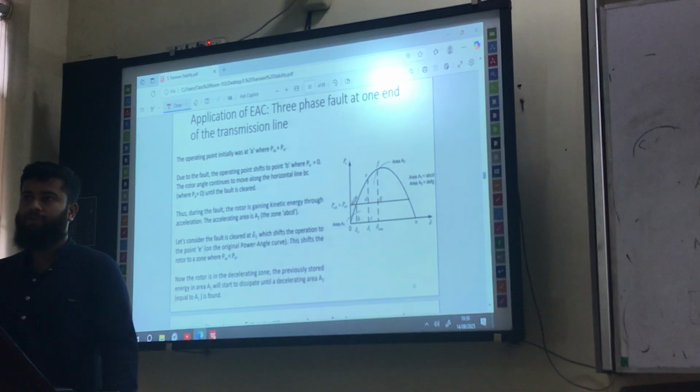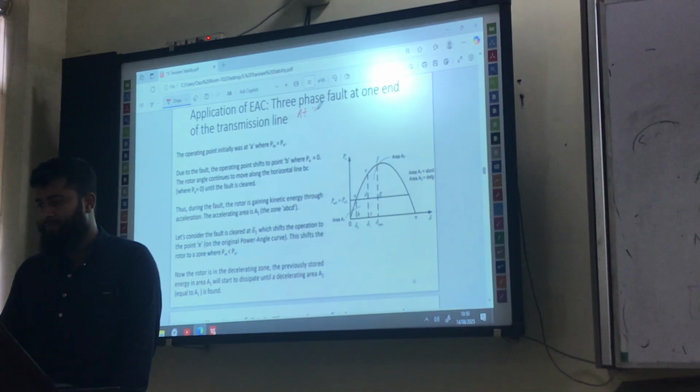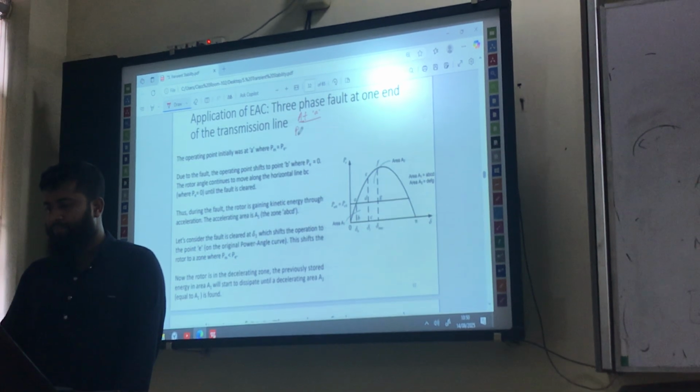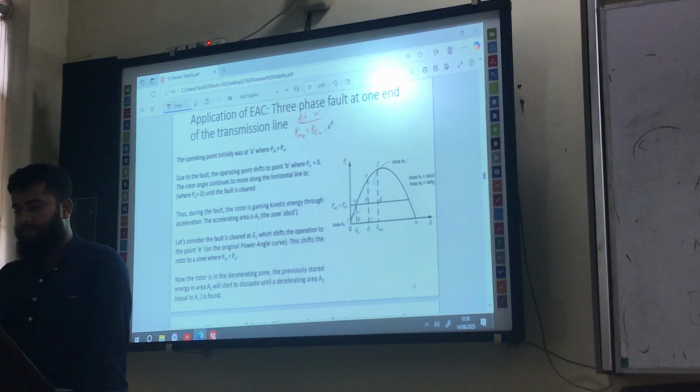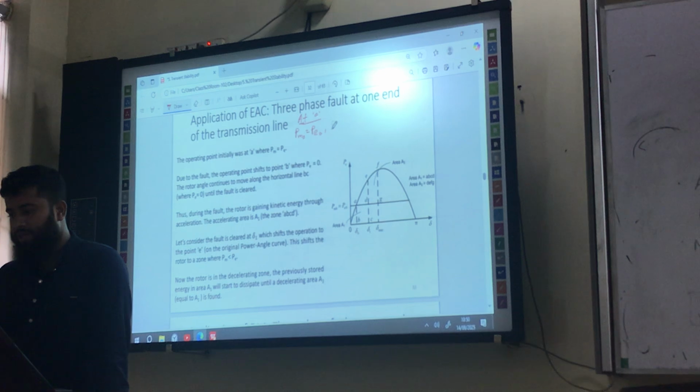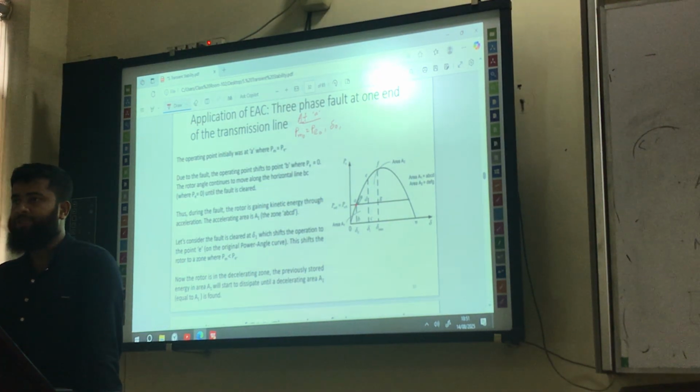So this is point A, the initial operating point. At point A, PM is equal to Pe. This will work. Then the rotor angle is delta naught, and at this point the rotor was operating in the stable state, right? That means what will be the rotor speed? It will be the same as the synchronous speed, which can be written as omega naught, where omega naught is the synchronous speed.